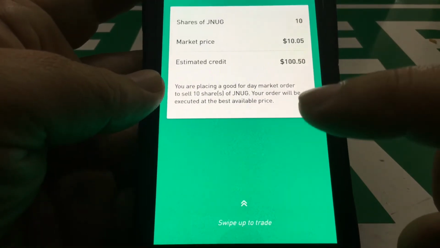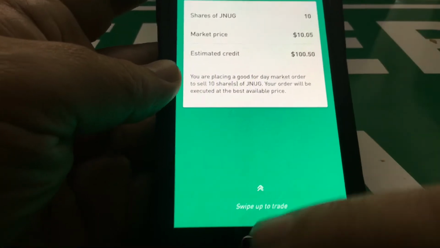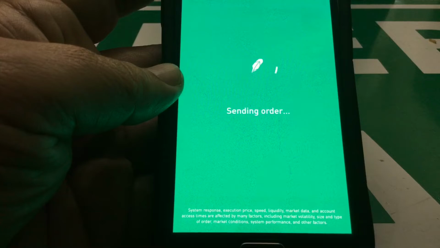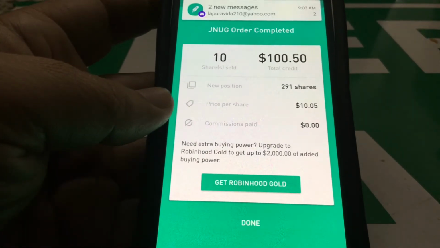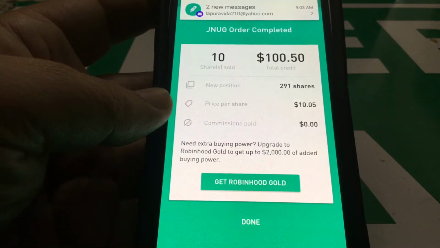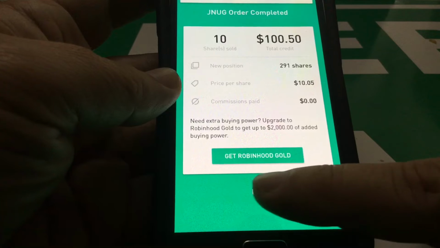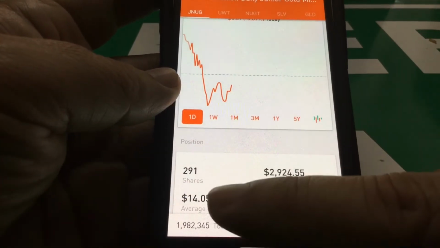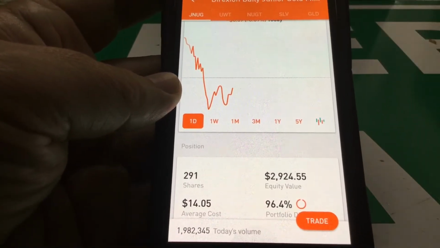and it's going to give you basically $100 at 10.05. I'm going to swipe it. Boom. That's it. No commission. And it's done. So I just sold 10 shares. Now I have, instead of 301, 291 shares left.